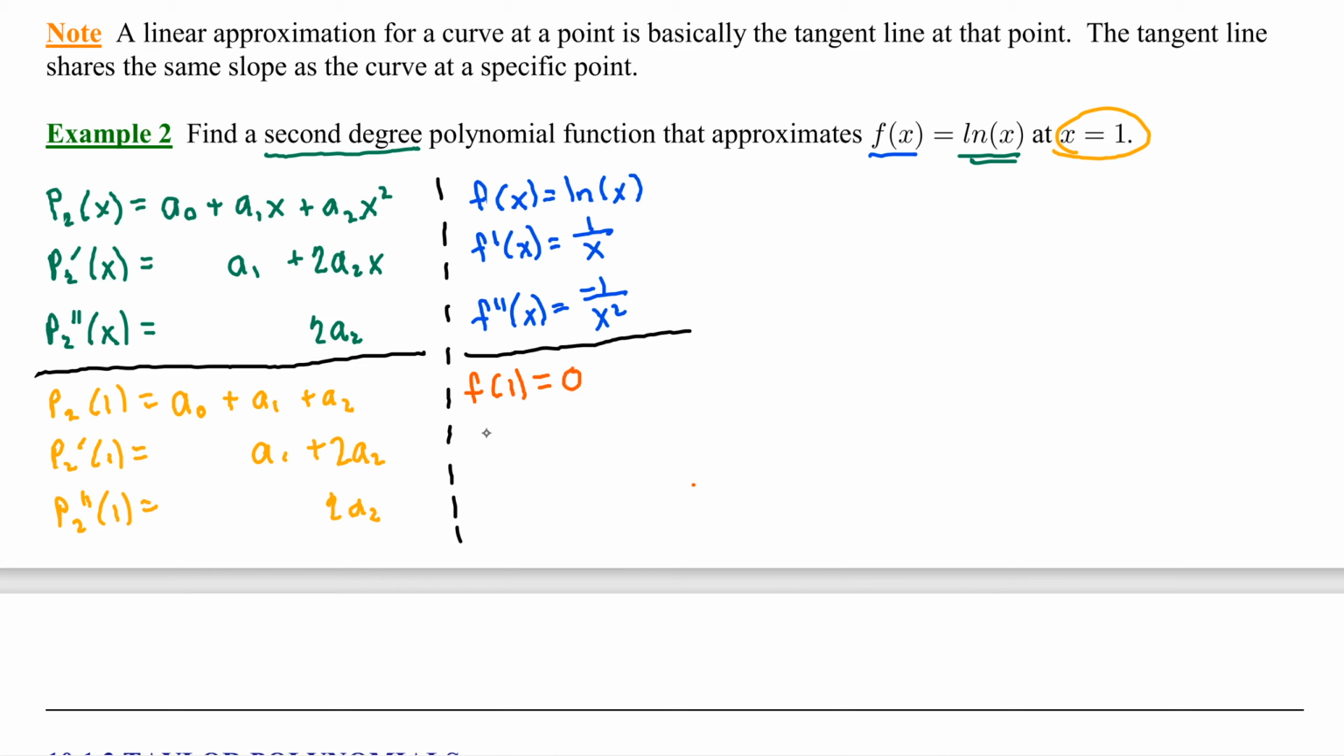Natural log of 1 is 0. f prime of 1 is 1 over 1, which gives us 1. And f double prime, when we plug 1 in for x here, we get negative 1. All right, now we have something to work with.